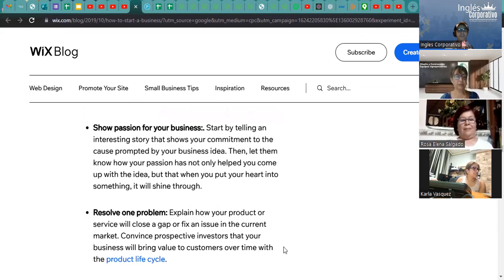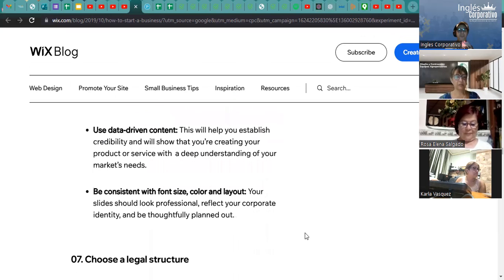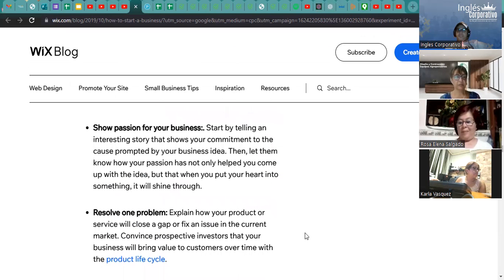The point. So there are some tips here that we're going to read. Let's see. Maybe, could you please help me reading these four things? Okay, sure. Show passion for your business. Start by telling an interesting story that shows your commitment to the cause prompted by your business idea. Then let them know how your passion has not only helped you come up with the idea, but what that means for your business. When you put your heart into something, it will shine through.